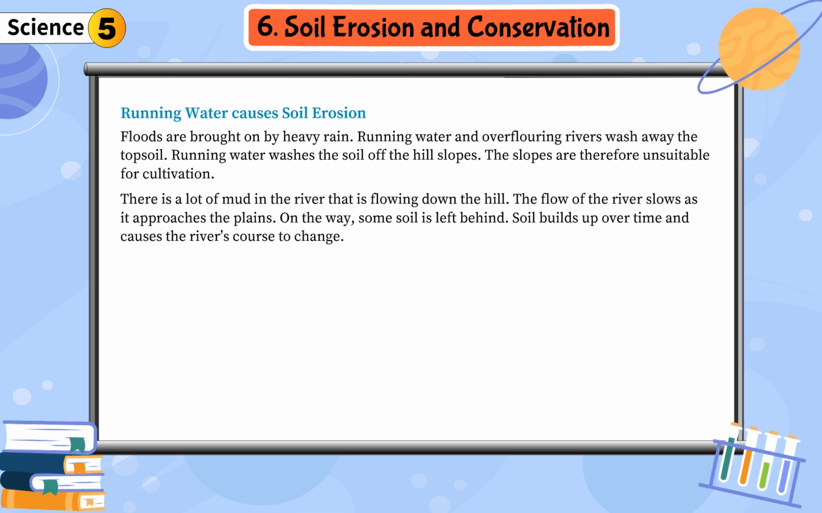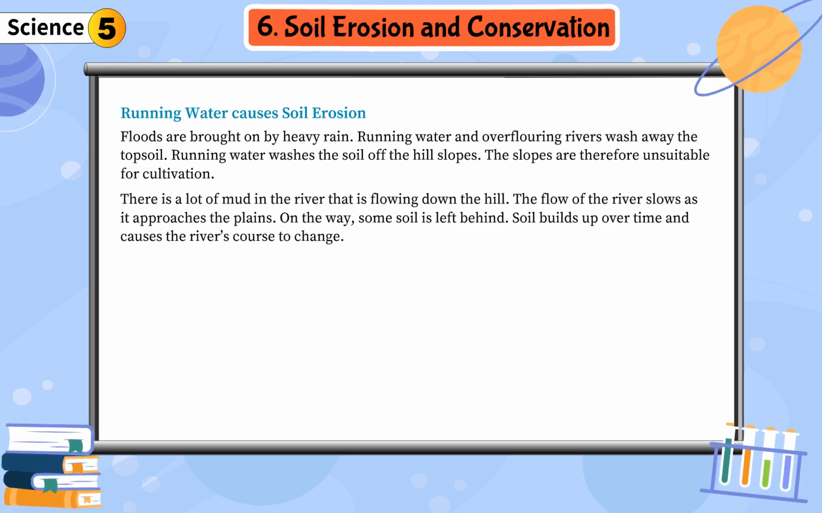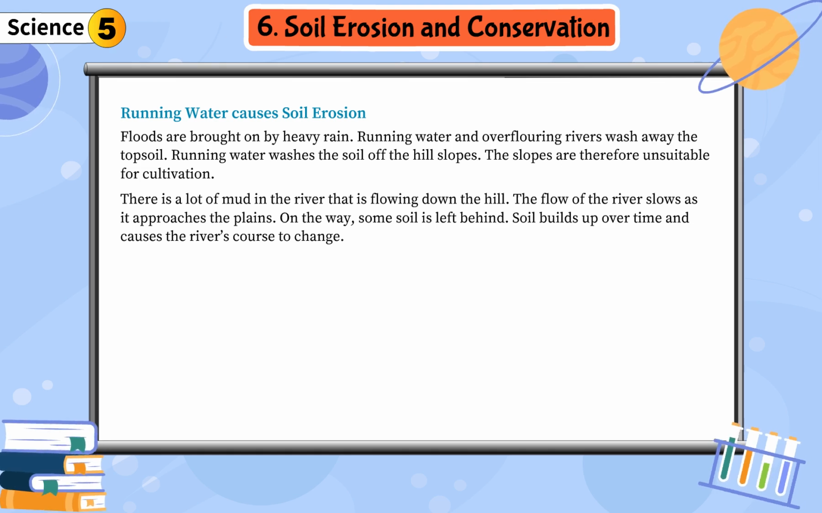The flow of the river slows as it approaches the plains. On the way, some soil is left behind. Soil builds up over time and causes the river's course to change. Humans also cause soil erosion.